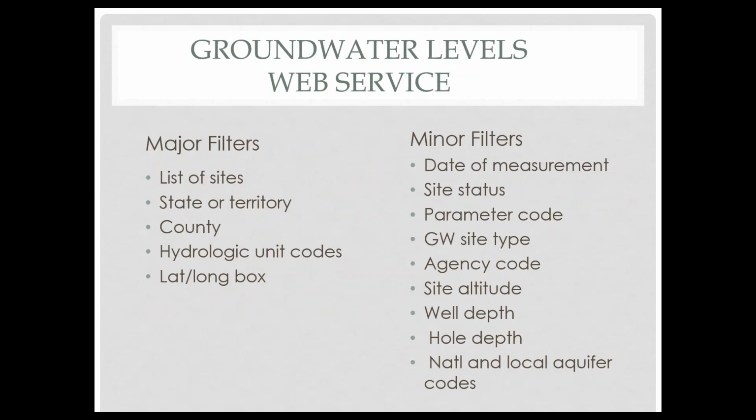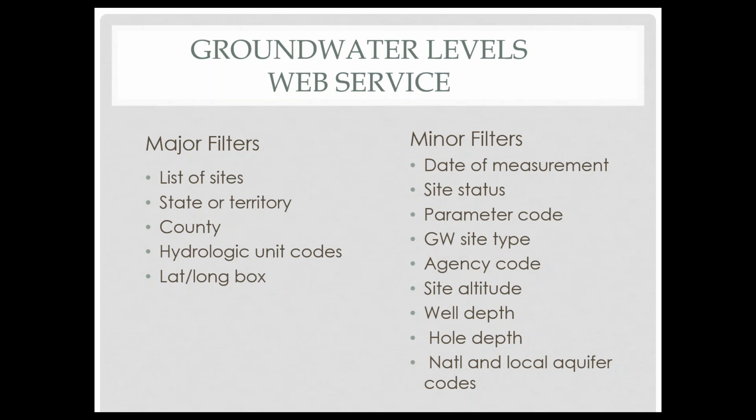The type of information you can get out of that, you can filter on the service. You can provide it a list of sites and say, give me the data for these sites. You can provide it a list of states or territories, counties, hydrologic unit codes or HUC codes. You can build a lat-long box in your script and pull in the data that we store for that area.